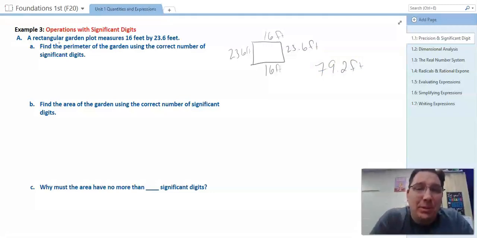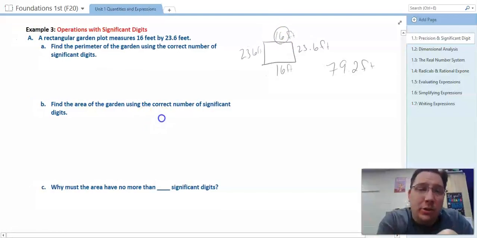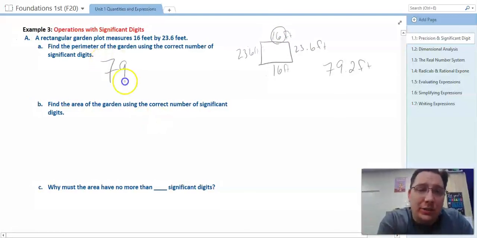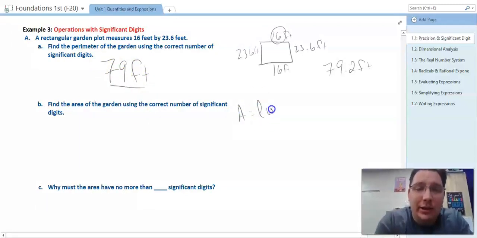So as we look at the perimeter here with the correct number of significant digits, remember we're going to take the place value of the least precise measurement, and that is the 16 feet in this case. And so we'll round this to the whole number. And so with the correct number of significant digits, this is 79 feet. Now to find the area, remember that is length times width.